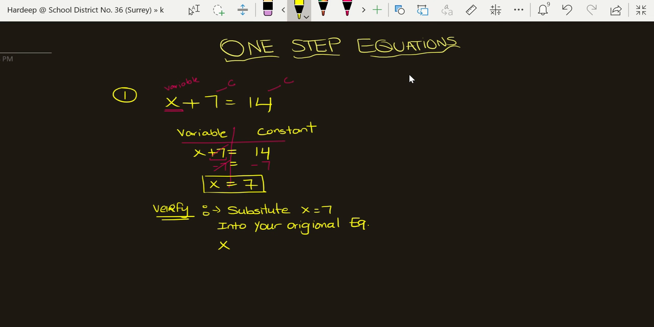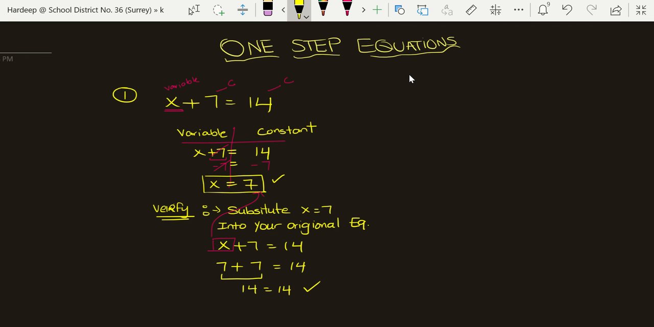So I am going to rewrite that: x plus 7 equals 14. Wherever I see x, this is where I'm going to substitute my 7. So instead of x, I will write a 7. 7 plus 7 is equal to 14. Now I can add 7 and 7, which is 14, equals 14. Both sides are equal. That means this answer is the right answer.